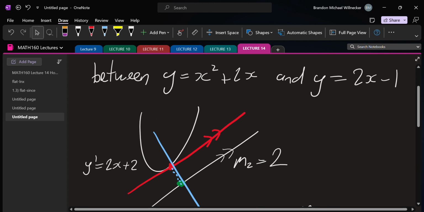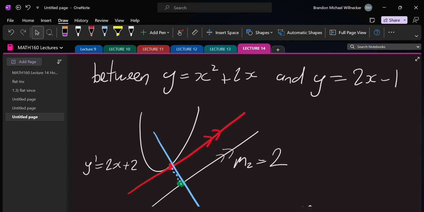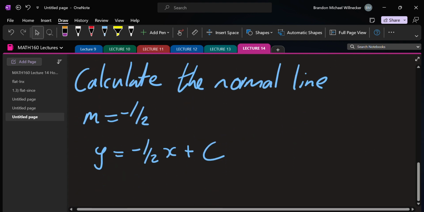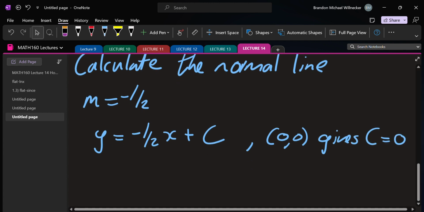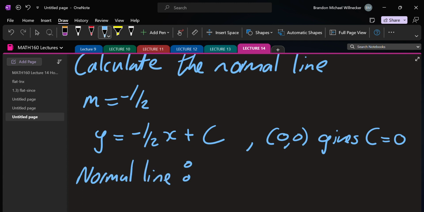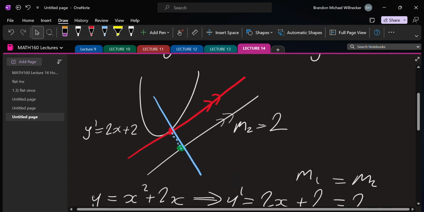We need a point on the line. Well, that's good. We know a point on the line. This point 0, 0. So that means c must be 0. Okay, so we've got the normal line. That's y equals -1/2 x. So we've got the blue normal line. We've got the white line G, if you want to call it that.